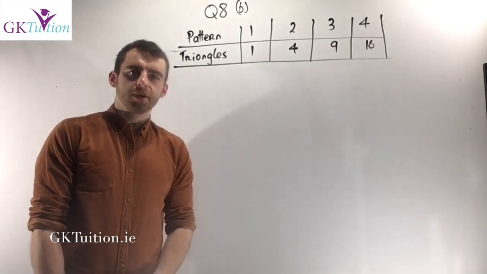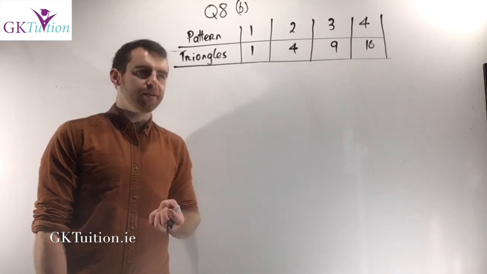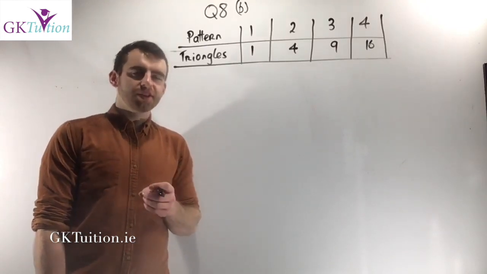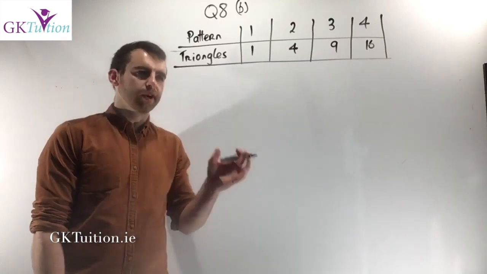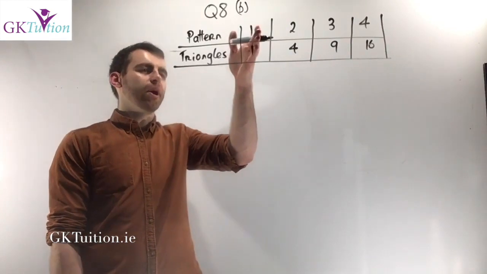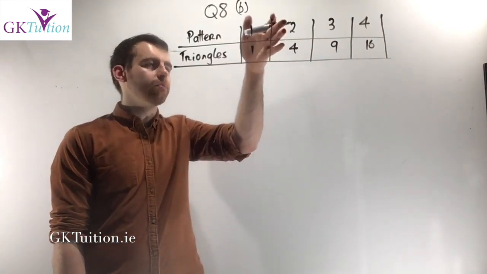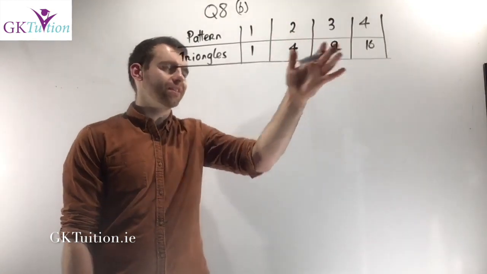In part B, we're asked to write as an expression the number of triangles in the nth pattern in the sequence. If a question says write or write down, that implies you shouldn't have to do any work. You should just literally look at it and you should be able to tell. I can see that the first pattern has 1 triangle. The second pattern has 4 triangles. The third one has 9 triangles. The fourth one has 16.